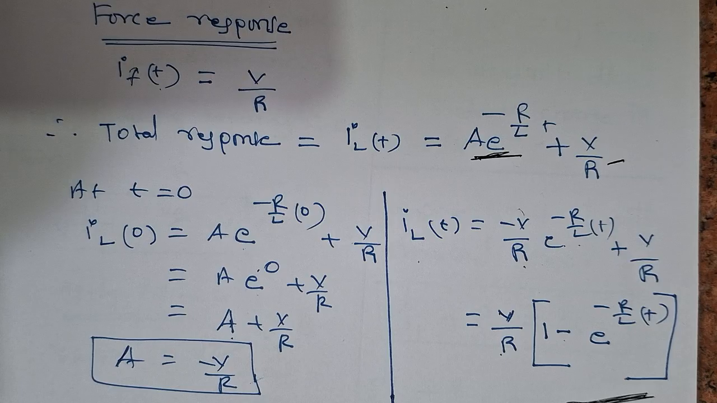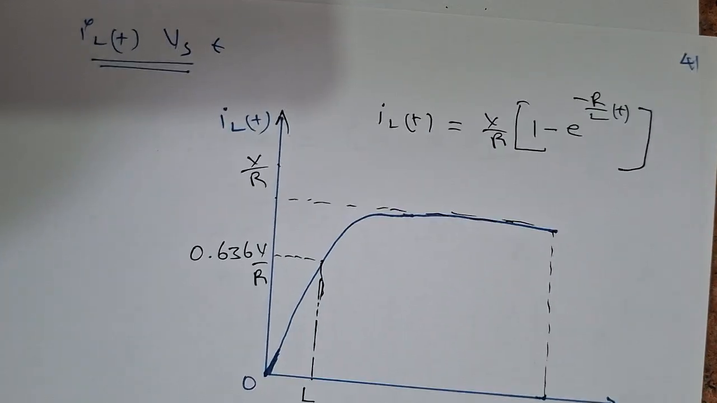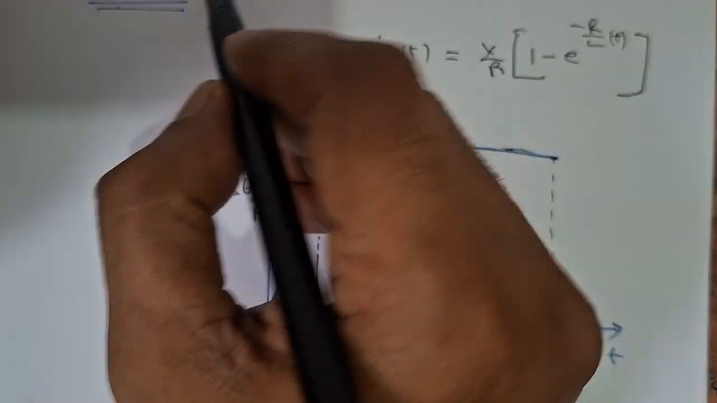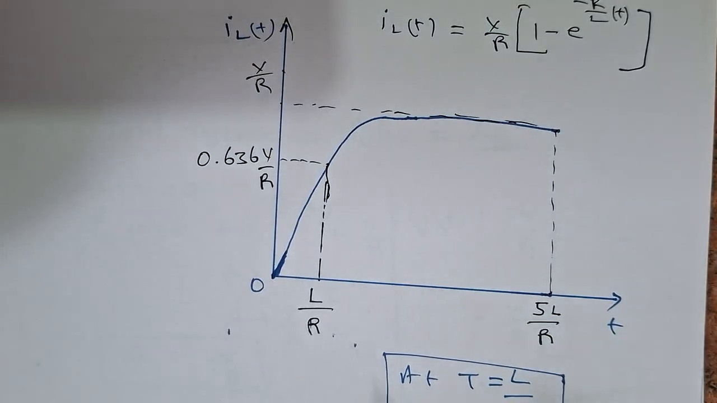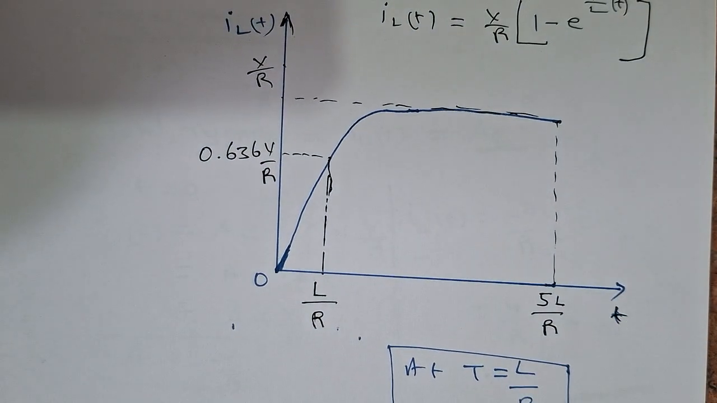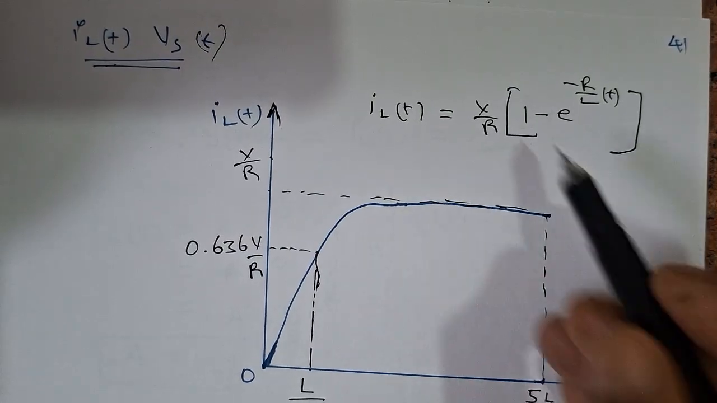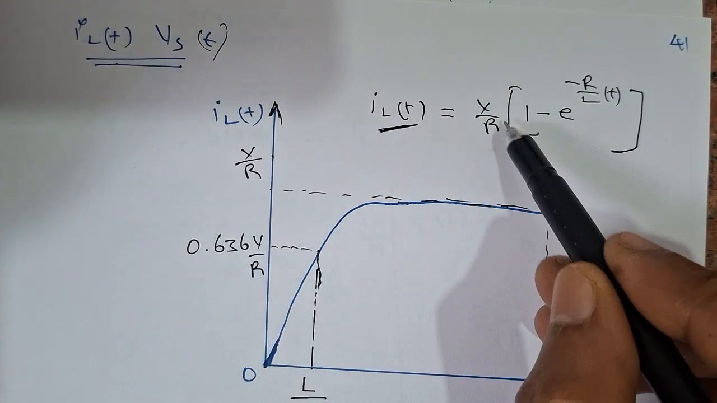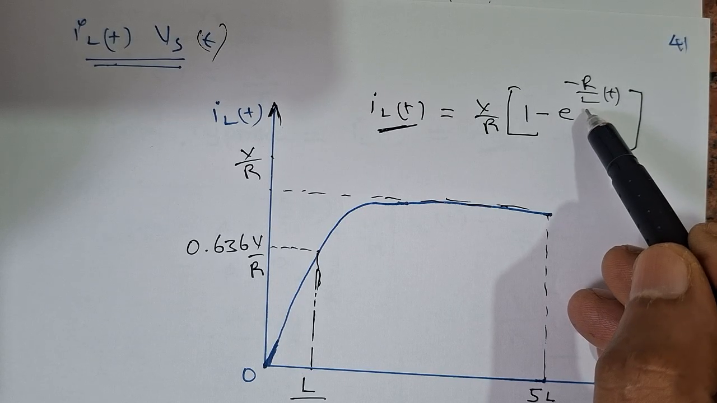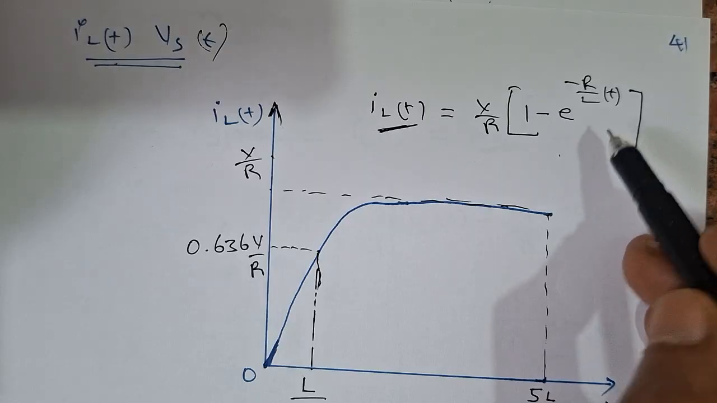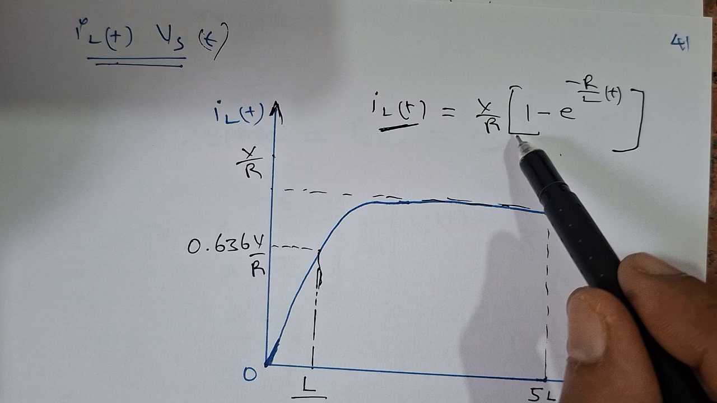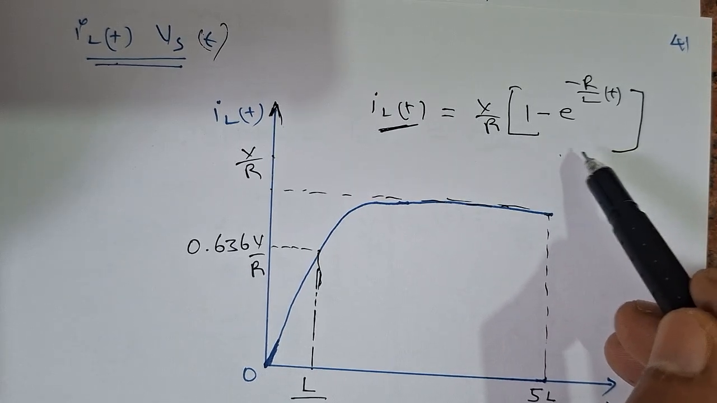So from this equation, we have to draw the graph. So this is the current, and this will be the time across the inductor. What is the equation you got? The inductor current i_L is equal to V by R into 1 minus e power minus R by L into t. This is the time domain analysis, a first order differential equation. This is when t is equal to infinity, and this is the response of the RL circuit.